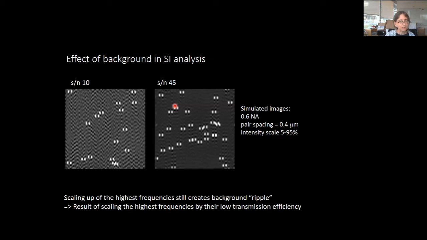So this is simulated data again. And I just have the simulated signal to noise at 10 and 45. And this funny background ripple that you see is, in fact, due to exactly that. Any noise in the image at high frequency, because high frequencies are transmitted at low efficiency, their components get multiplied by a big number. And so you wind up with noise in the background that is proportional to that big number. And of course, if you've got better signal to noise, that background ripple becomes less important.